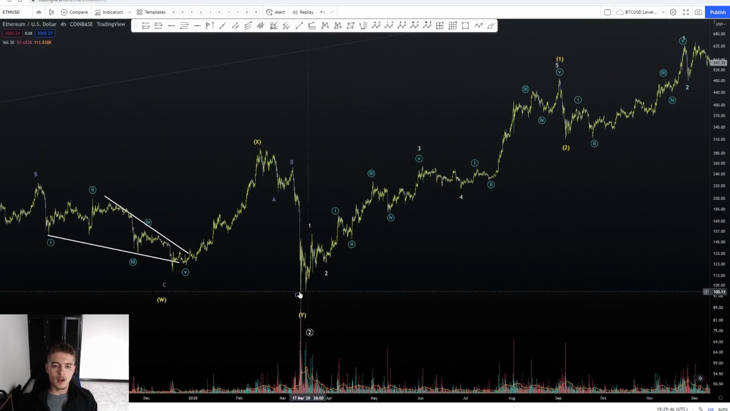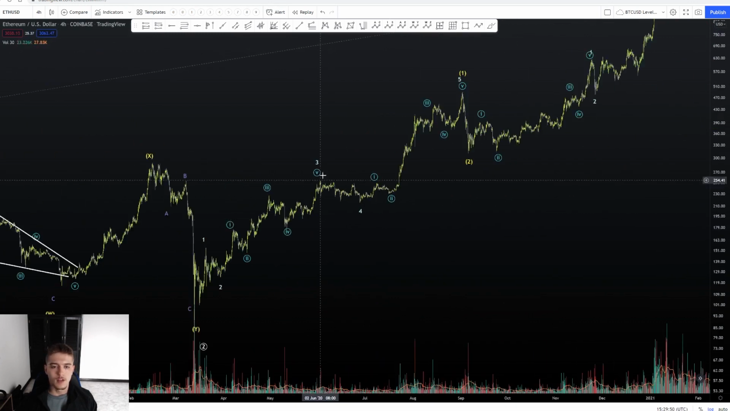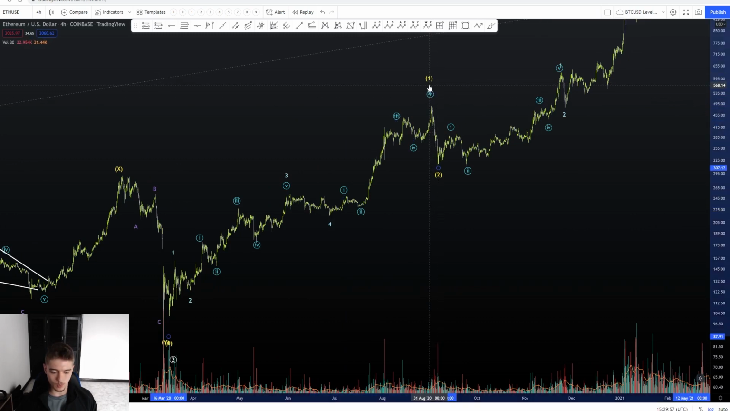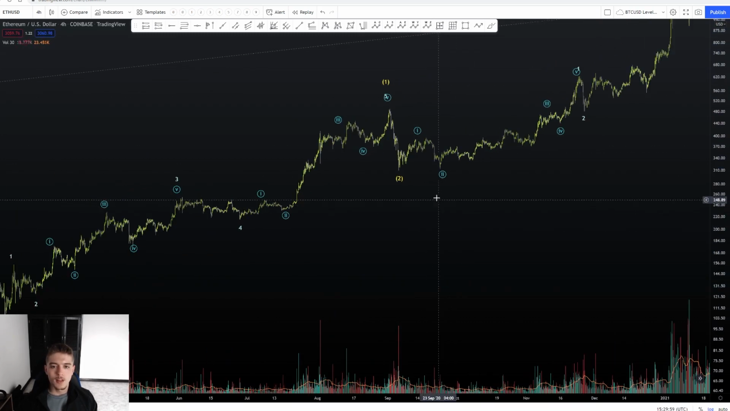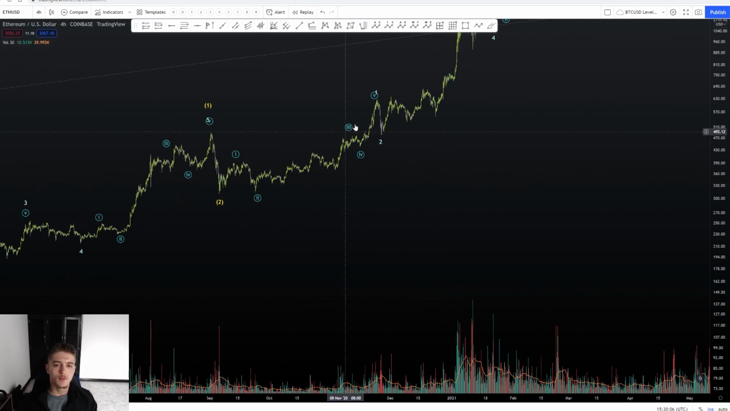So then moving on, we get a 1-2 here, then 1, 2, 3, 4, 5, the wave 3. Down for the wave 4, 1, 2, 3, 4, 5 for the wave 5 to complete this intermediate wave 1. Then we come down for a very sharp wave 2 here, up for this wave 1, 2. Then we move up for this wave 3.